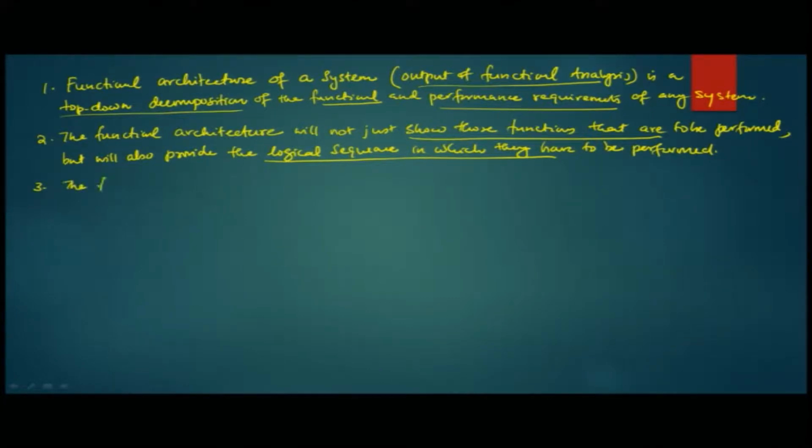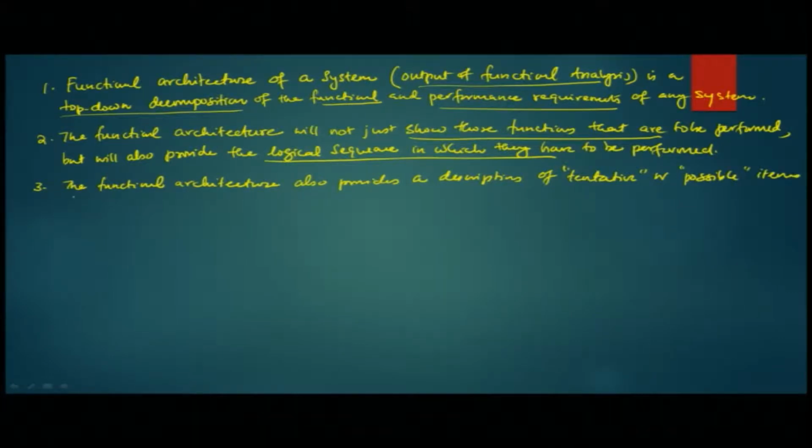the functional architecture also provides a description of tentative, we will call this tentative or possible items to be used in the system. Okay. So this is a place where we provide a description of tentative or possible items.